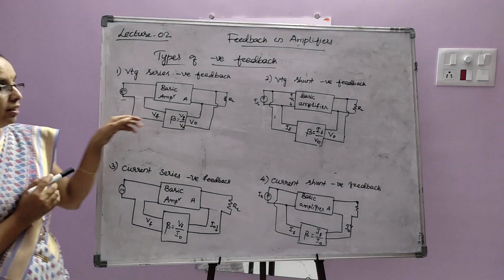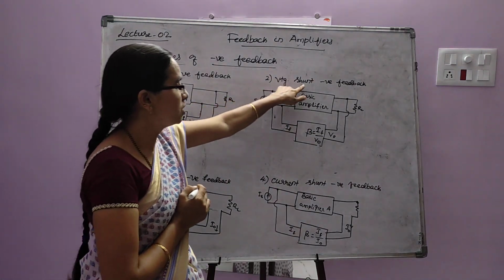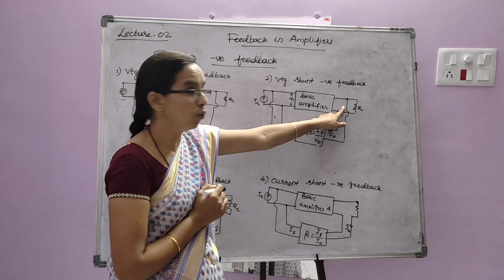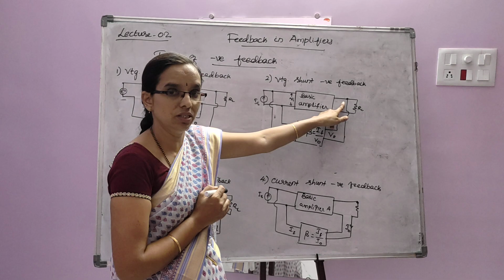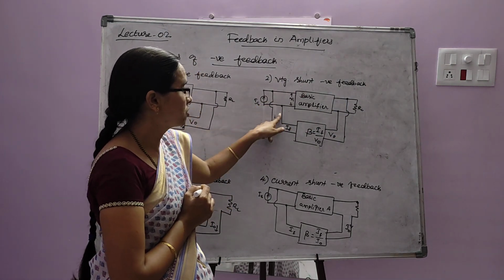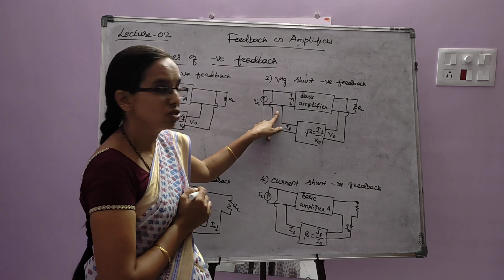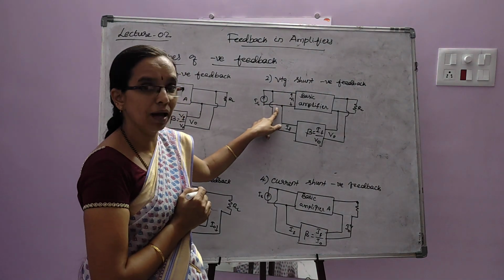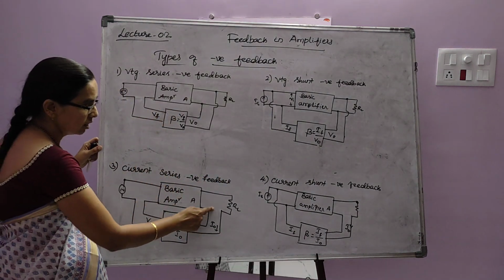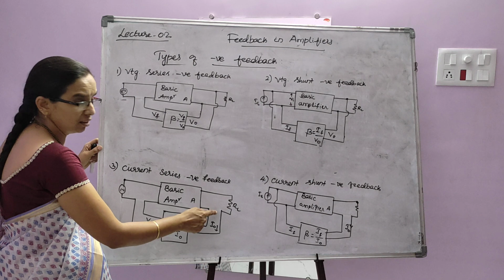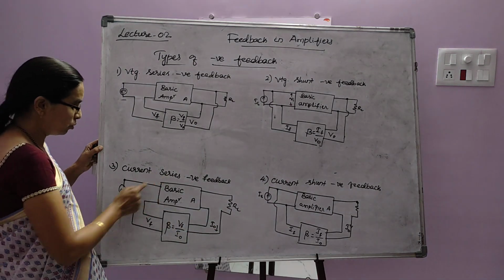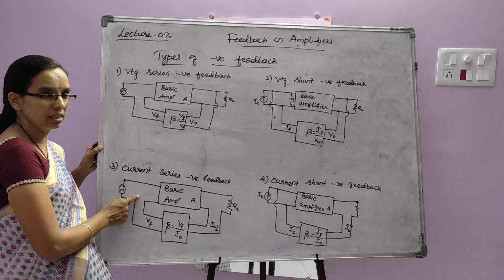And here, voltage shunt, we are taking the voltage here. Whenever we are taking a sample of voltage, that should be a parallel connection, and on the input side it is a shunt connection, therefore it is again parallel. Here in current series, a current sample is always taken in series connection, and on the input side it is feeding back in series connection.